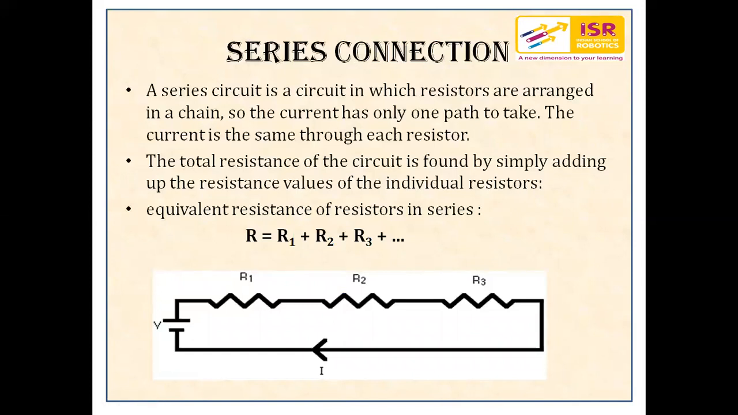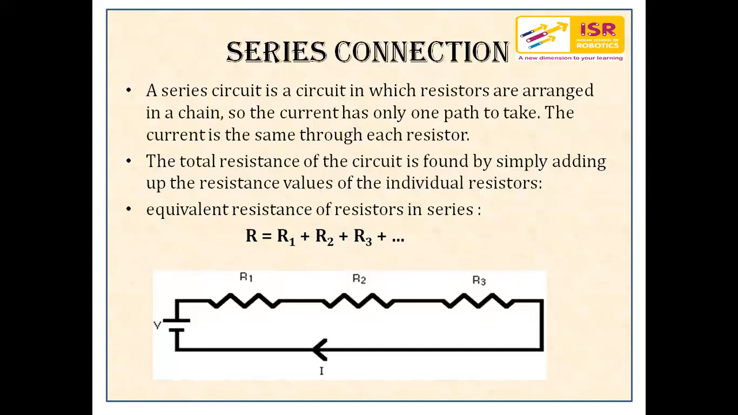Series connection. A series circuit is a circuit in which resistors are arranged in a chain, so the current has only one path to take. That means, as you can see in the picture, we have three resistors, R1, R2 and R3, and we have connected these three resistors in a line, and a battery is connected to it that is represented with two lines with a V, that is the voltage.